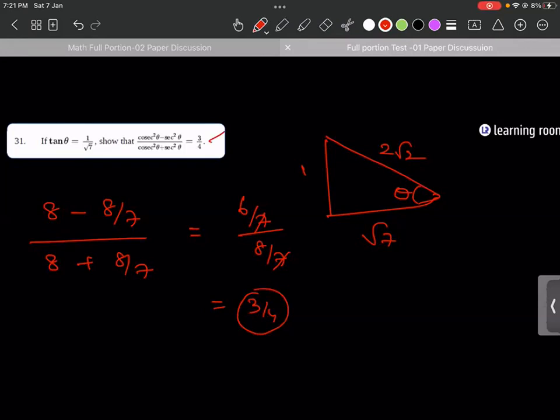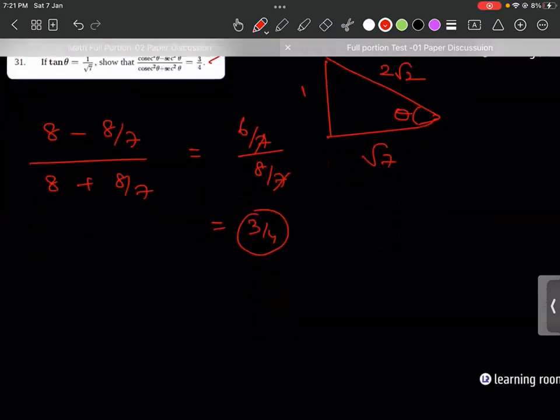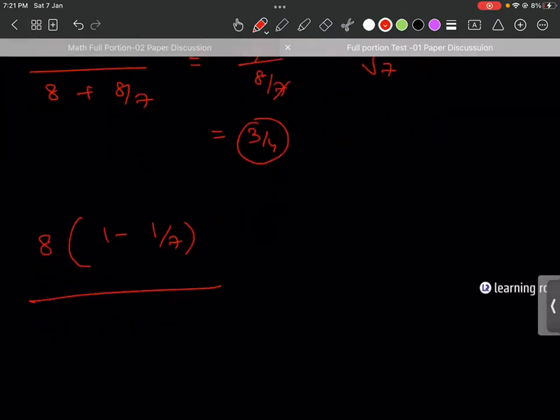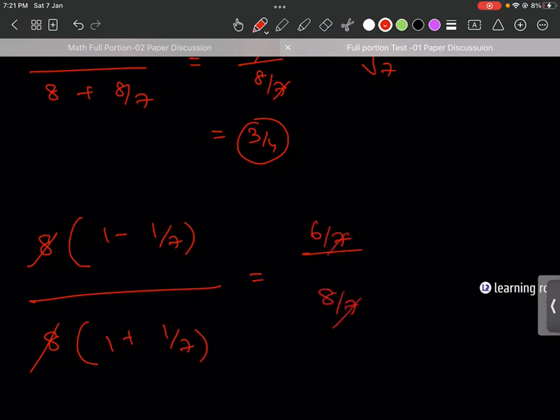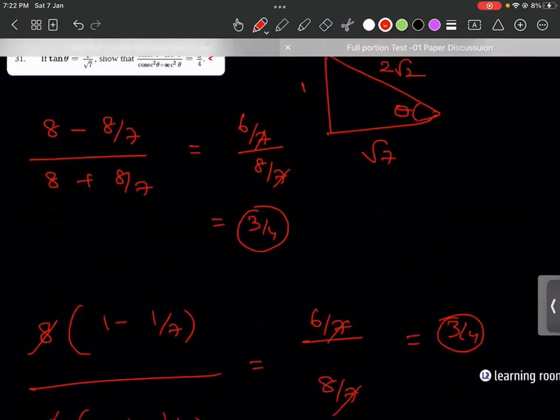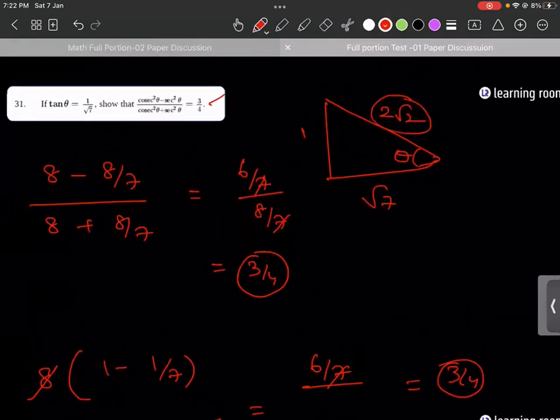Did you understand what I did? Can you explain it again? See, I took the 8 outside. 8 into 1 minus 1 by 7 divided by 8 into 1 plus 1 by 7. This 8 and 8 are gone, because I didn't want that 8 to be a headache for me. So 1 minus 1 by 7 was 6 by 7 divided by 1 plus 1 by 7 which was 8 by 7. So this and this got cancelled. So you get 3 by 4. I hope you understood why this 2 root 2 has come. That is basic Pythagoras theorem: root of 1 square plus root 7 square.